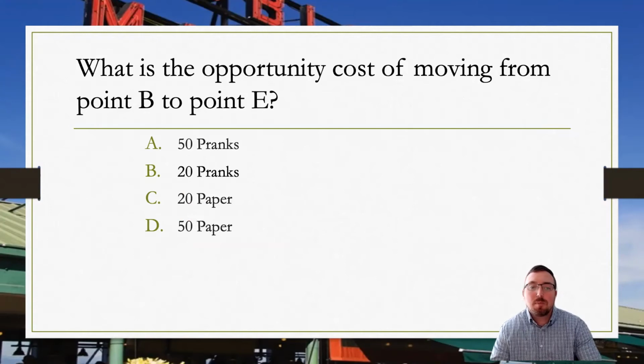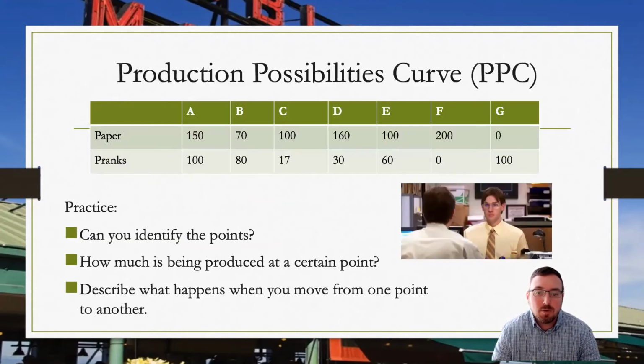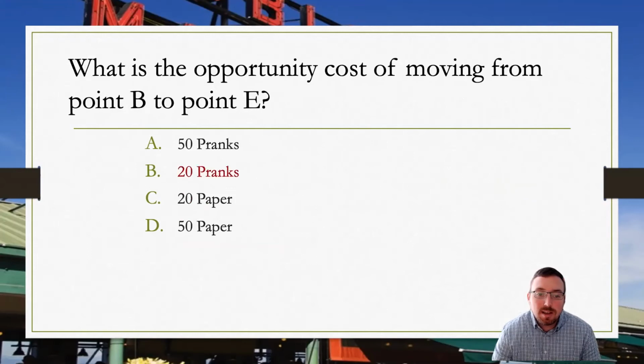Now, what if we move from point B to point E? What would our opportunity cost look like? Let's go back here real quick. We move from point B to point E. Think about what we are gaining and what we are giving up. If we're moving from B to E, we're gaining 30 reams of paper and we're giving up 20 pranks. So what's our opportunity cost here? It should be represented by what we are giving up as we move. In this case, it should be 20 pranks. Again, as we add more paper, we're giving up pranks.